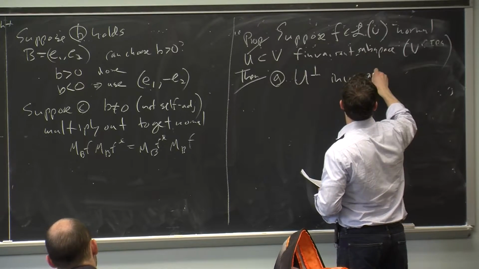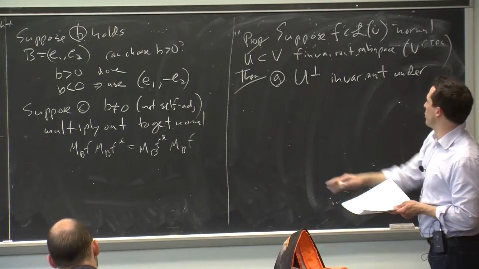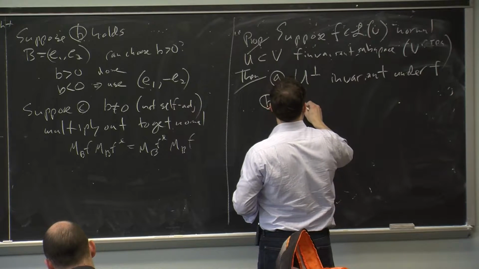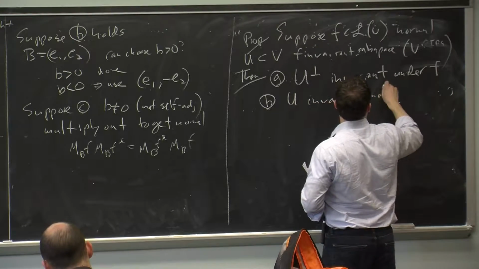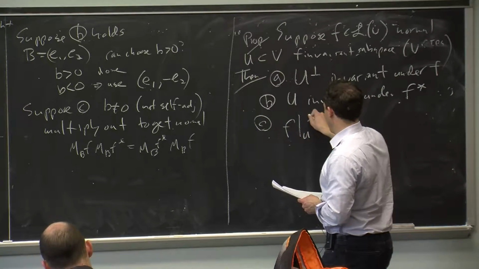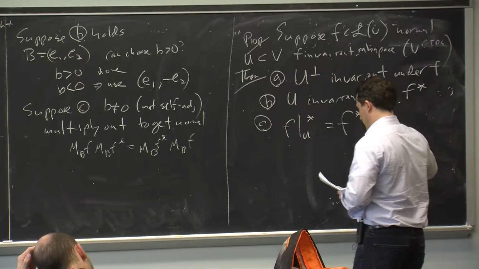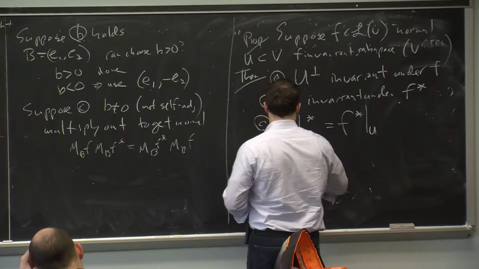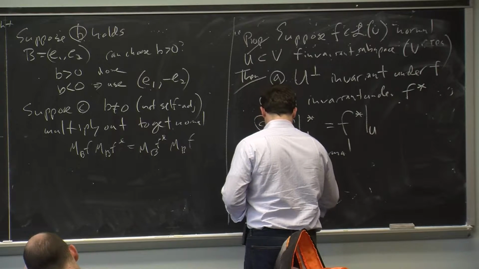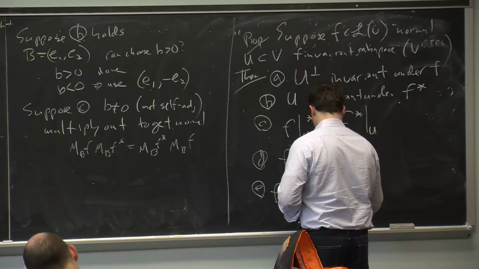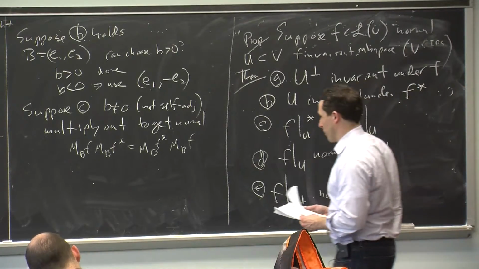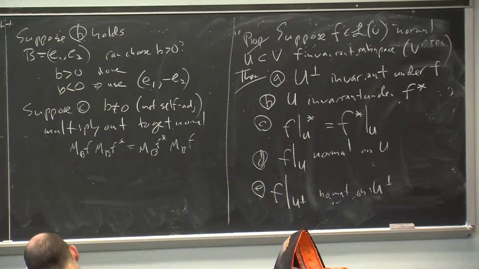So that's kind of what we need, right? That whatever is left over after I peel off one of these one or two dimensional subspaces is invariant under F. Secondly, U is invariant under F adjoint. Taking the restriction to U and then the adjoint is the same as taking the adjoint and then restricting to U. The restriction of F to U is normal. And finally, the restriction to U perp is normal. And so this will enable us to do this subspace removal procedure in order to use the two-dimensional case to cover all cases.